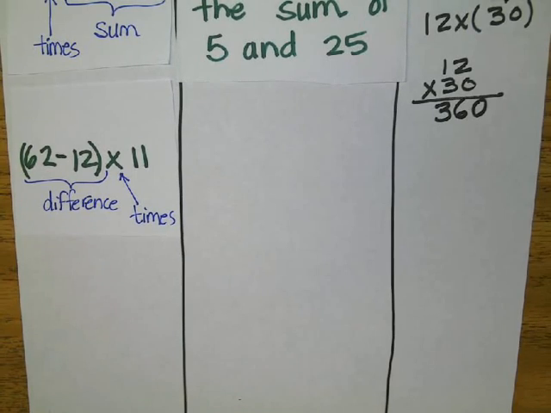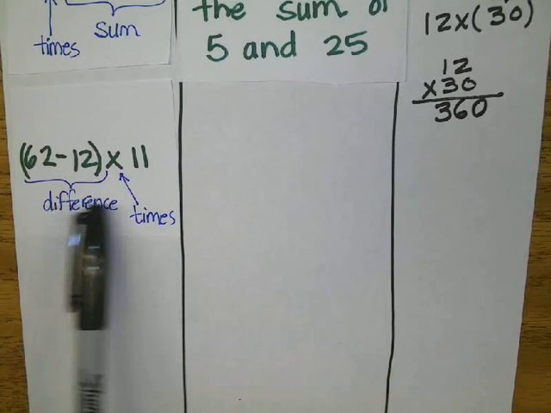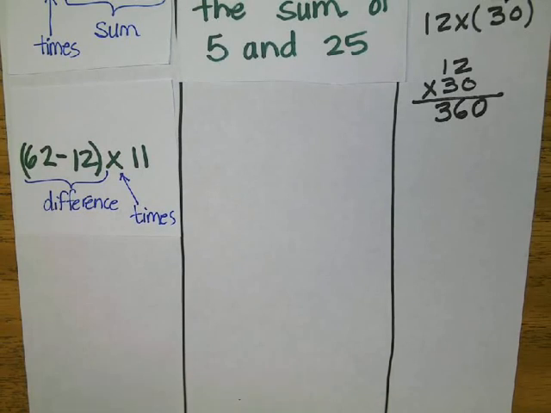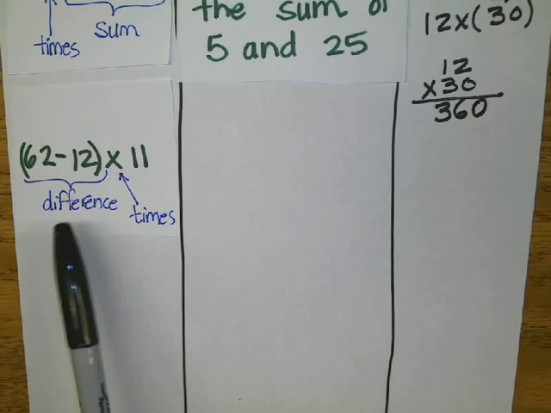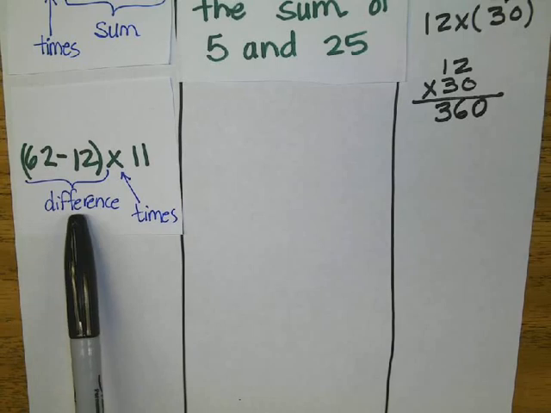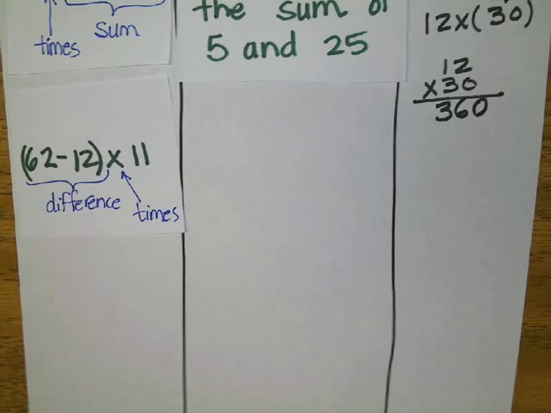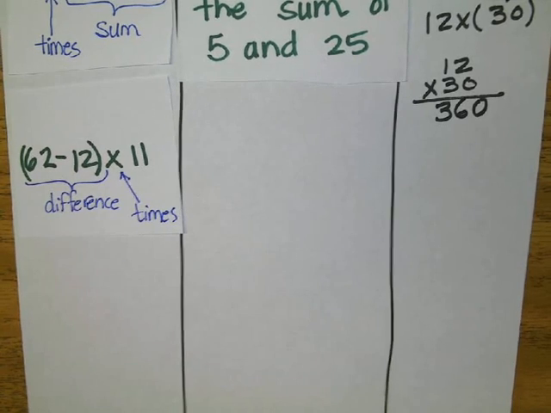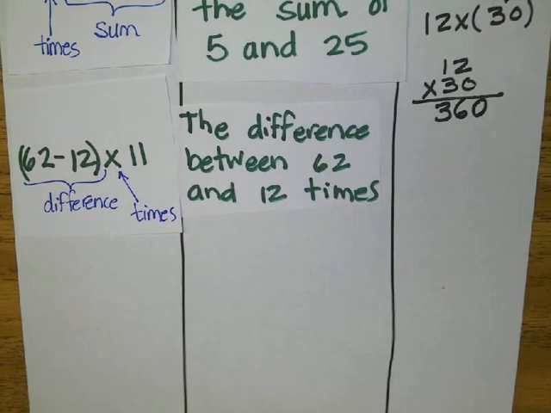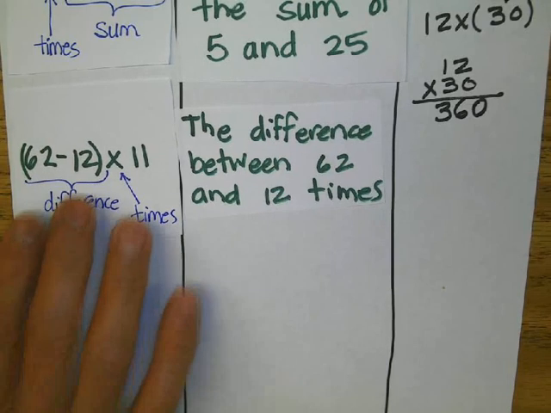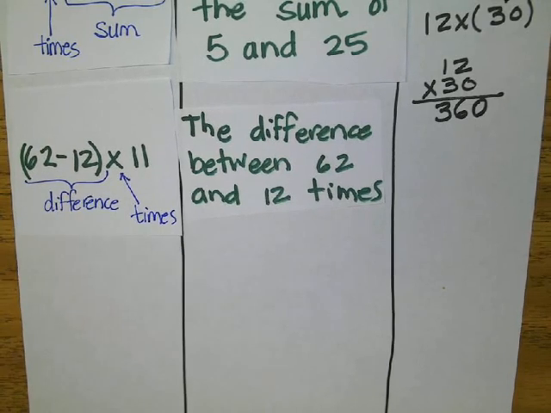I first identify that this is a difference. Second, I identify that this is multiplication. So all you have to do now is read it like this. You use the terms that you found. The difference between 62 and 12, times 11. So let's write it down. And boom, there it is, amigos. There it is. Do you see it? That's the answer. Now, if you have to solve this again, you would do the same thing. You would multiply the numbers.